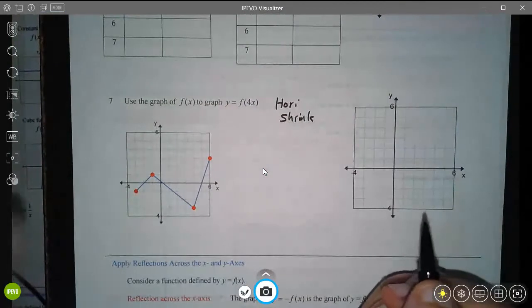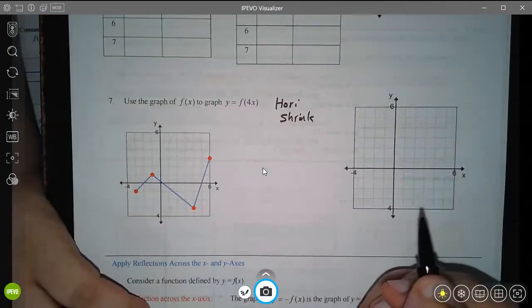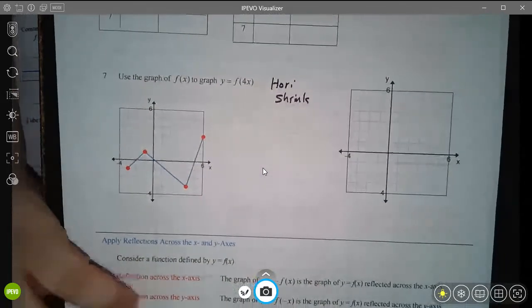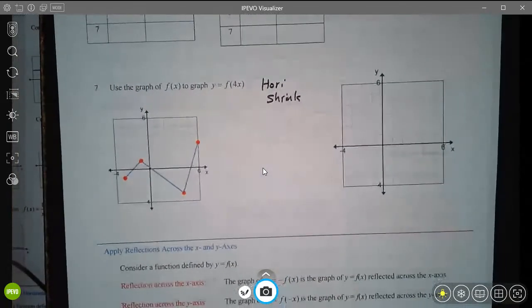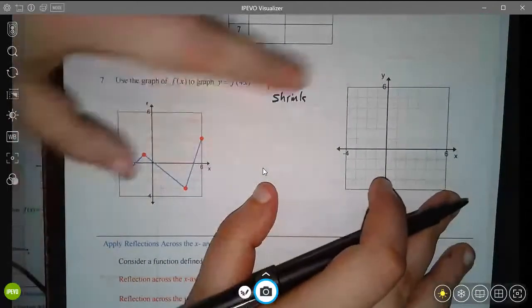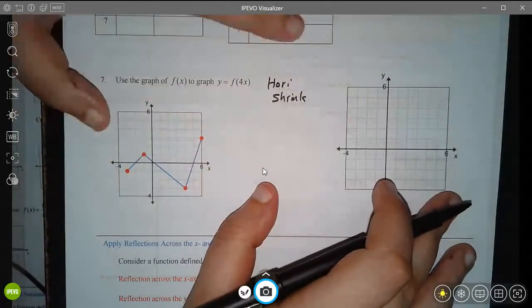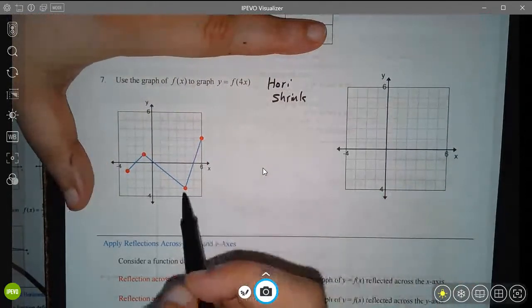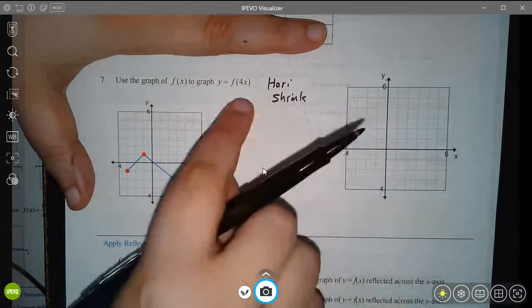Now here's the problem. I didn't give you an equation for the function. You don't know what that is. You just have the graph. So usually you have the equation, you draw a table, you plot the points, and then you connect the dots, right? Well, now I don't have an equation. So how are you supposed to graph this one here, but multiply by 4?